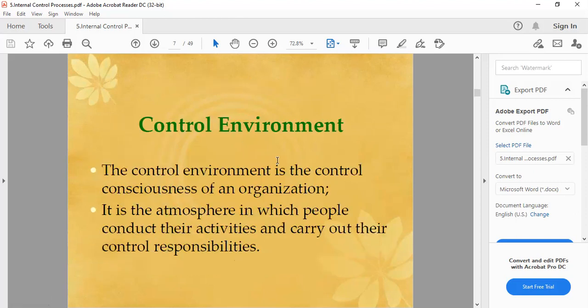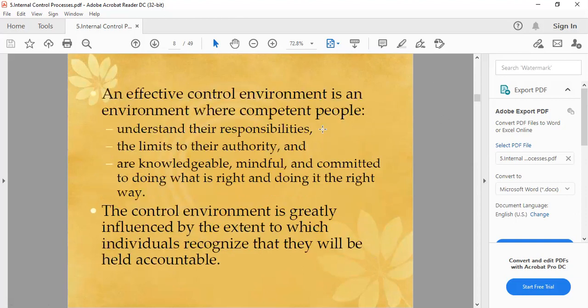Control environment, as said, is the tone at the top. It sets the tone for the climate of the organization. It is the control consciousness of an organization, and it is the atmosphere in which people conduct their activities and carry out their control responsibilities accordingly.